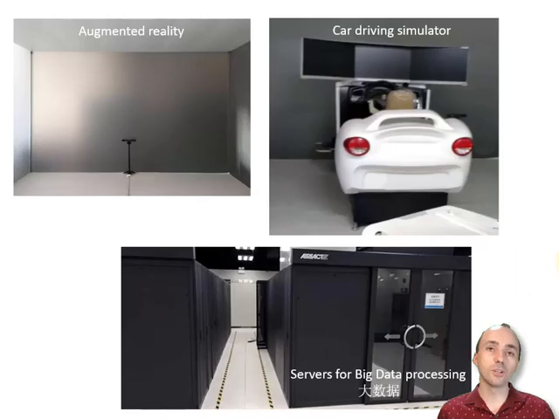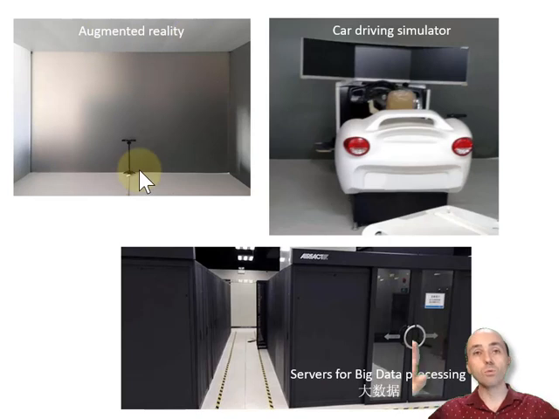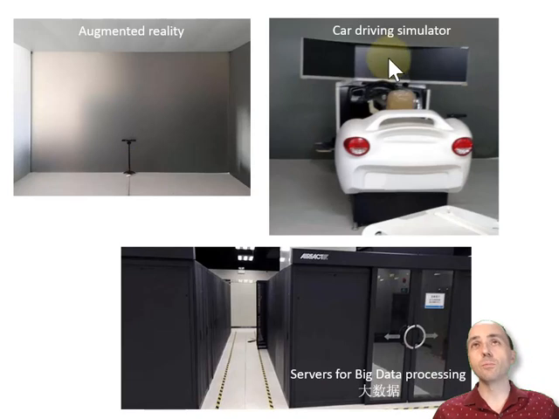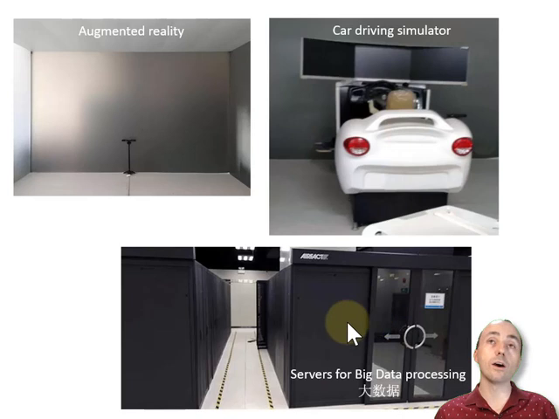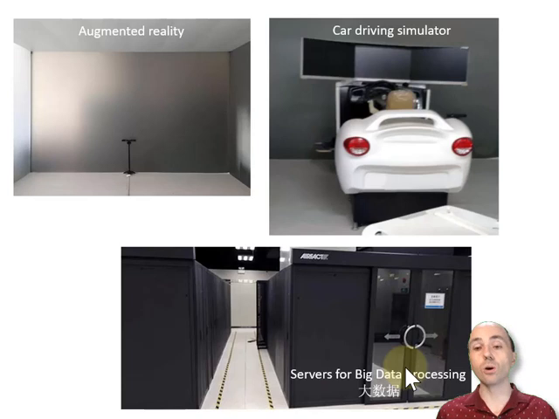So here there are a few pictures, some equipment in our lab. We have some very big place that we can use for the augmented reality with some projectors. We can do some movement to control the computer. We also have some car driving simulator we can use to do some experiment about the design for driving. And also we have a lot of servers to do the big data processing, to analyze the data. So we need to have some good computers also.